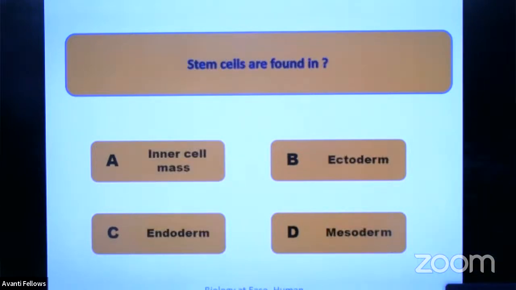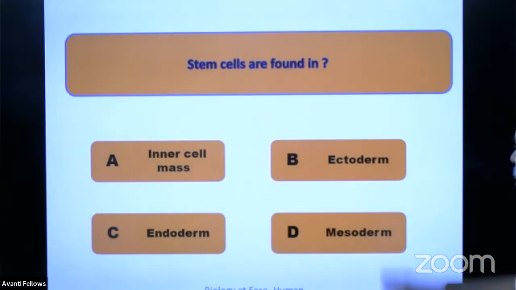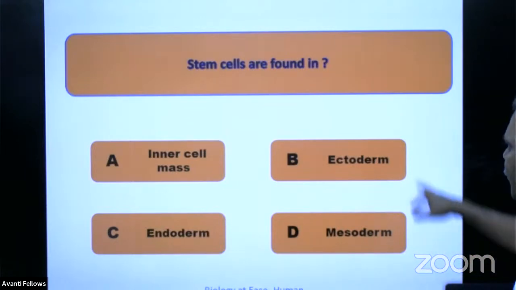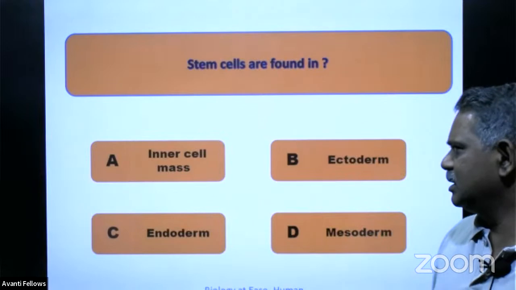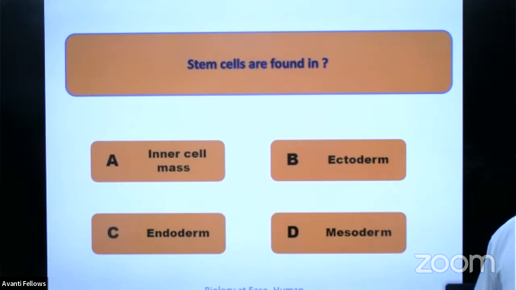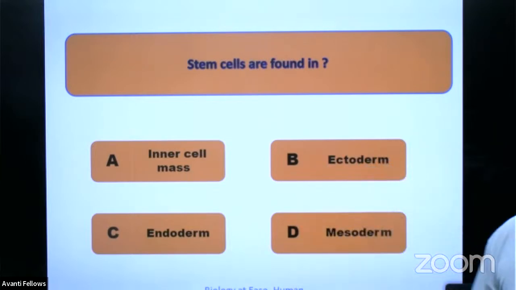Then come to: stem cells are found in. Stem cells are found in the inner cell mass, ectoderm, endoderm, and mesoderm. You know what the inner cell mass is? It is the mass of cells present in the blastodermic vesicle. You know the ectoderm, endoderm, and mesoderm, the 3 germ layers produced during the gastrulation period for the development of all kinds of internal and external organs. Right? Find out the answer. The stem cells are found in which cells? Is it the inner cell mass, or the ectoderm, or endoderm, or mesoderm? Stem cells means undifferentiated cells only. And where are they located? In the inner cell mass, ectoderm, endoderm, or mesoderm. Find out the correct answer.